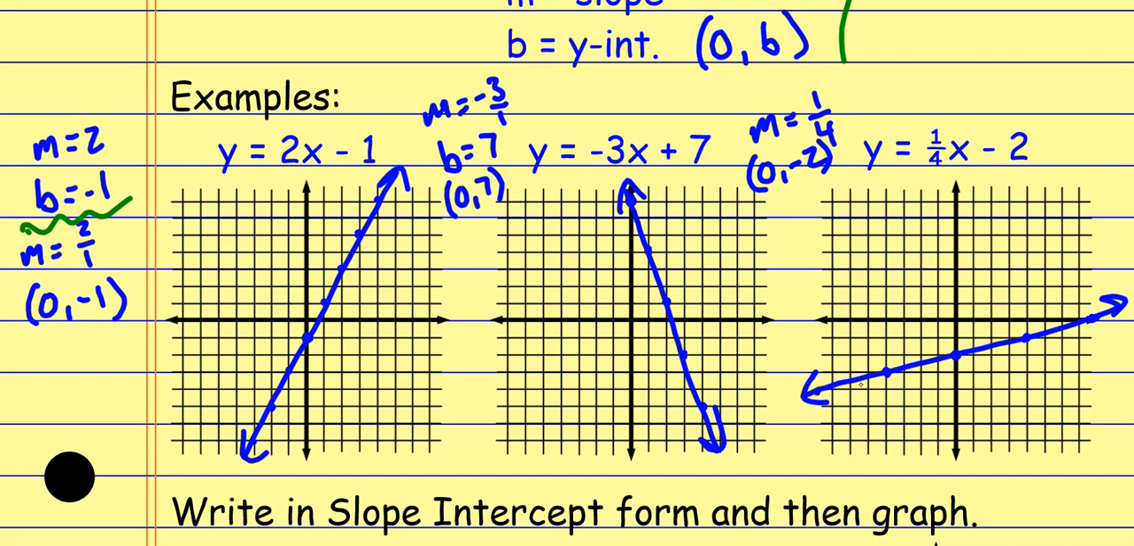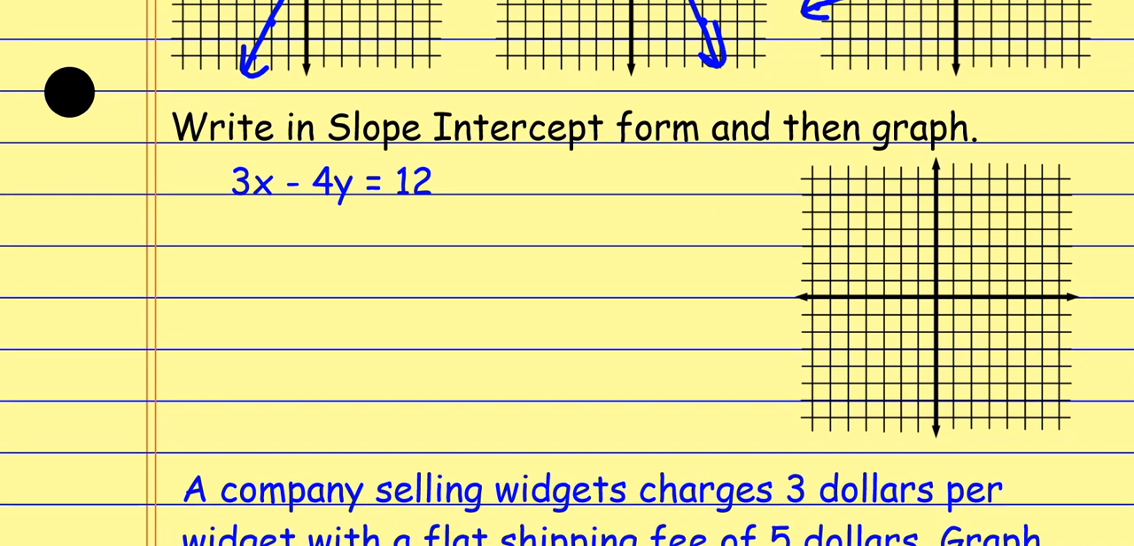Okay, that's slope-intercept form. All right. If I look at this one, it says write in slope-intercept form and then graph, okay? Writing things in slope-intercept form is one of those things that comes up a lot. And really, anytime we want to write in slope-intercept form, it's y equals whatever, all right? y equals mx plus b.